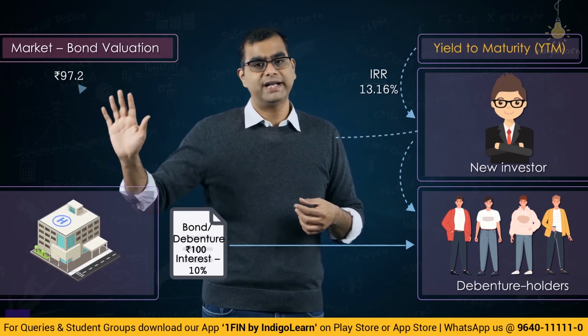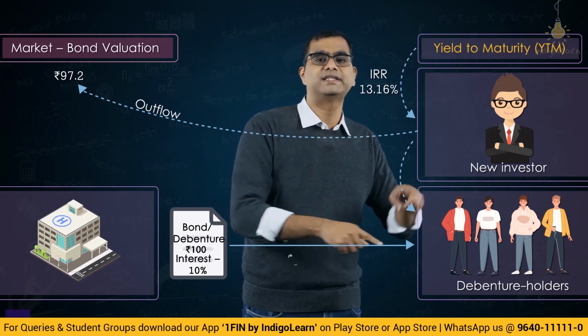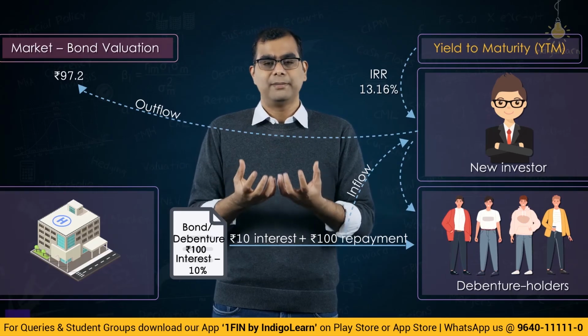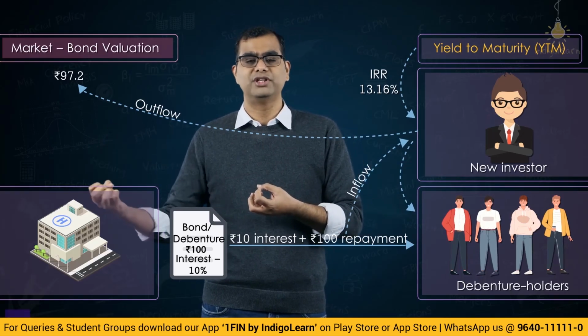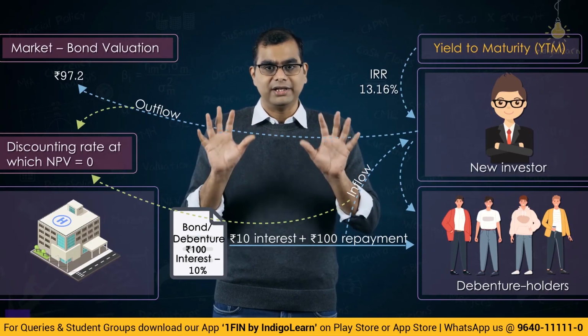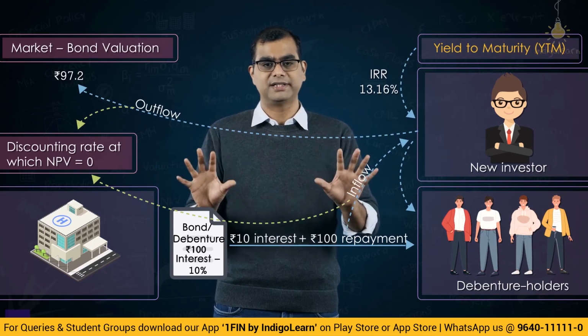Take the outflow of 97.2, which is the outflow for the new investor, and the inflows, which are this 10 rupees and 100 rupees at the end of the year. If you discount all of these by one particular rate at which the net value becomes 0, that is called yield to maturity. That is all. And if you've understood this yield to maturity as IRR concept, you are 100% right.